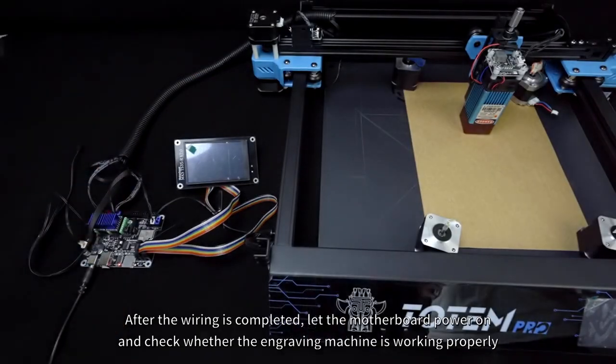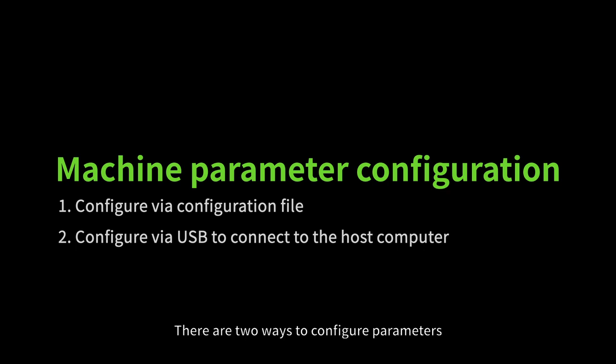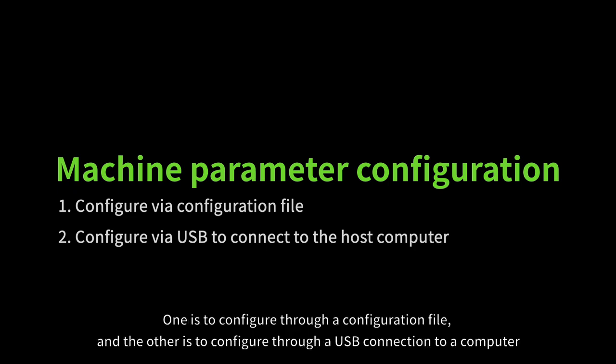After the wiring is completed, power on the motherboard and check whether the engraving machine is working properly. Next, we need to modify the parameters of the DLC32 to adapt to your engraving machine's parameters. There are two ways to configure parameters. One is to configure through a configuration file, and the other is to configure through a USB connection to a computer.